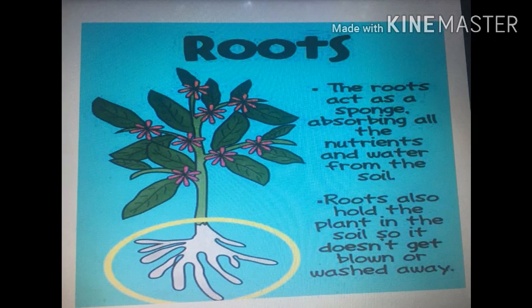Now let's learn some functions of the root. The root of a plant performs many important functions. Roots fix the plant firmly to the ground. This prevents the plant from being pulled out easily. Another important function of the root is that they absorb water and minerals from the soil. These substances are needed for the growth of the plant.